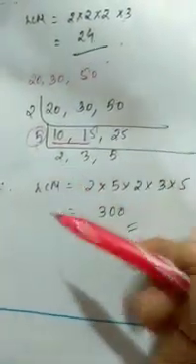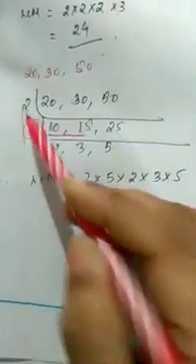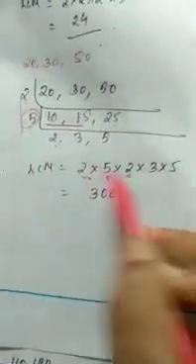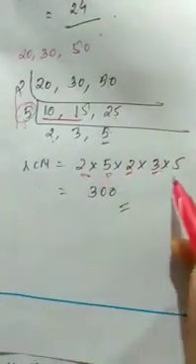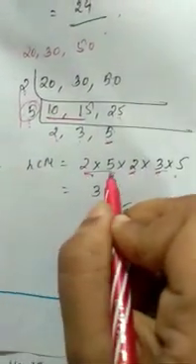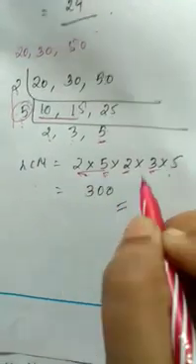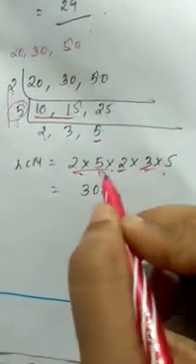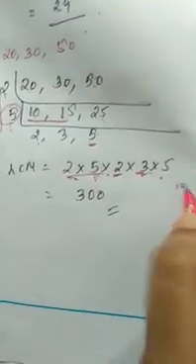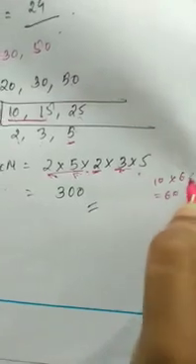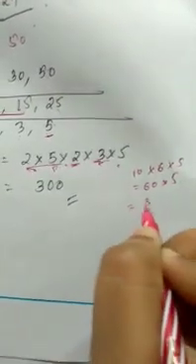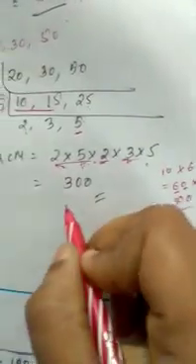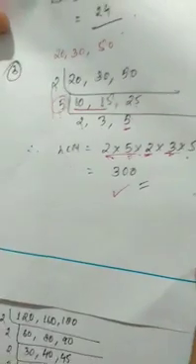Now for the LCM we write all the numbers: 2 into 2, then 5, then 2, then 3, then 5. 2 into 5 is 10, and then 2 into 3 is 6. So 10 into 6 is 60. Then 60 into 5 is 300. So the LCM will be 300. I think it is clear now how we have to do it.